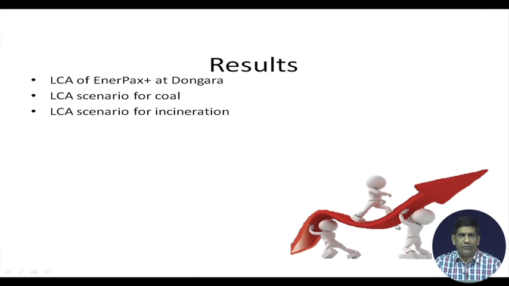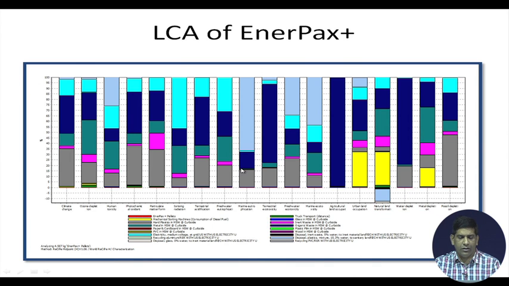So after doing this LCA exercise using NRPAX at Dongera, the LCA scenario for coal and the LCA scenario for incineration, what we found is this kind of graph that you get when you look at some of these data. This is again coming from the SimaPro software. This is the kind of graph you get.